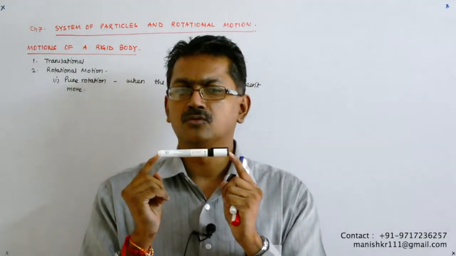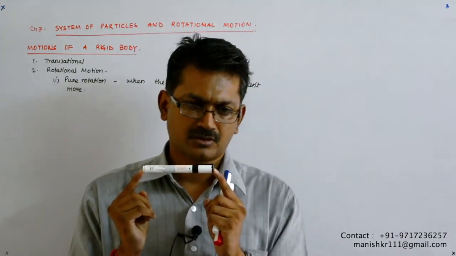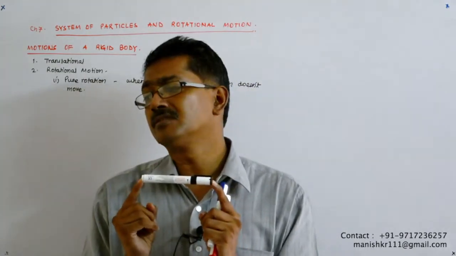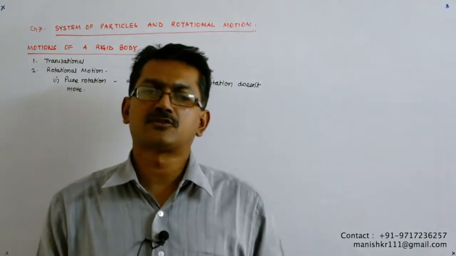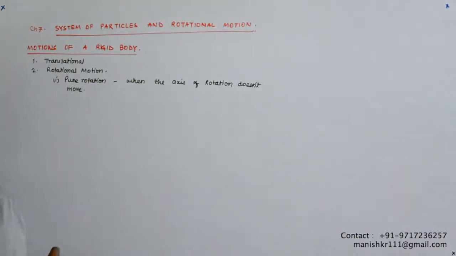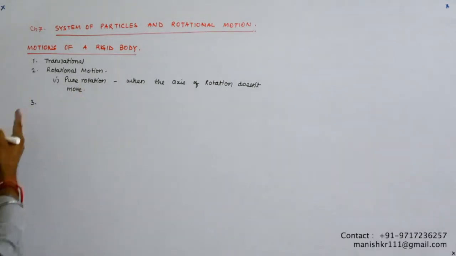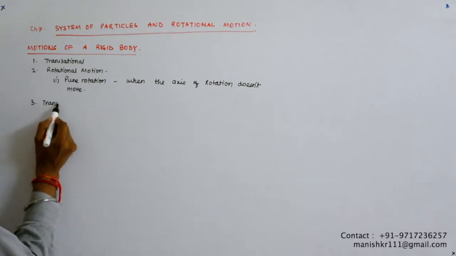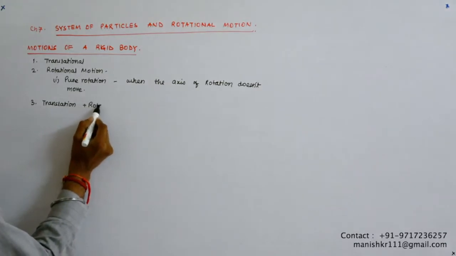Now I say it won't move. So obviously you have killed all the possibilities of any translational motion. The only motion that it can undergo is rotational. So for a pure rotation, the axis of rotation has to be fixed. Now I can put it in the third one, or this. There can be a combination of translation and rotation.